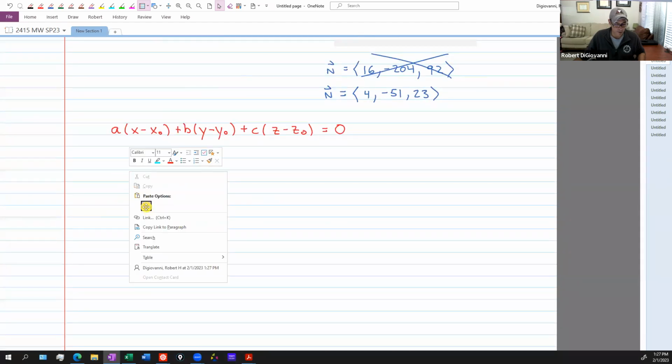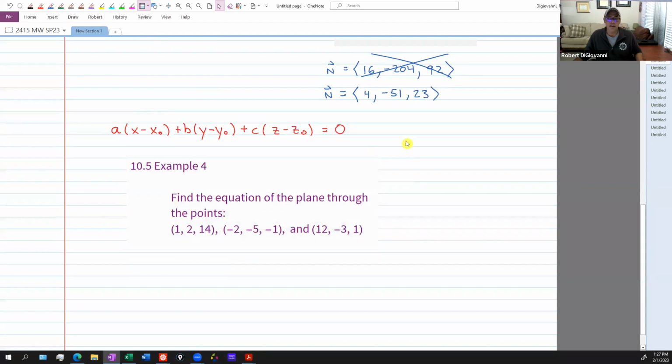What I'd like is for some of you to try using this first point, and I'd like some others to try the other one. So do whatever you want to do, but I'm going to give you a minute or two. Let's go 2 minutes and let's just plug. Some of you are going to use 1, 2, 14. The others are going to use -2, -5, -1. And then you're going to crank everything out, distribute the a, b, c through, and then let's see if we get the same answers. 2 minutes.